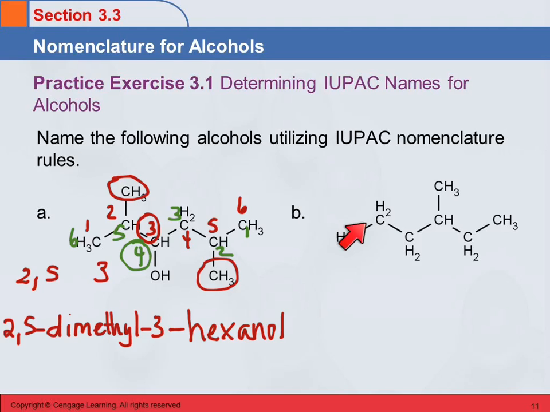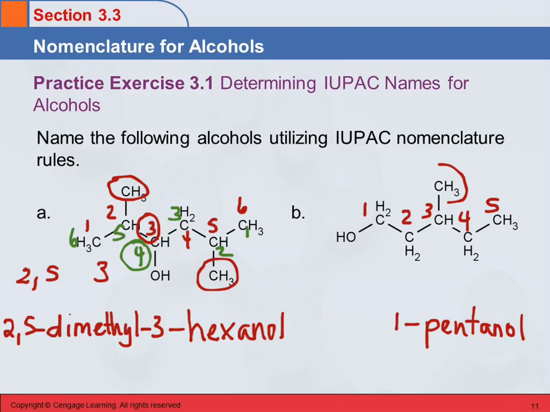The longest chain I can find would be along here. 1, 2, 3, 4, 5. So that would be pentanol. So pentanol. And where would we want to start numbering? Would we want to start on this end or the other end? We want to start here, right? Because that's where the hydroxyl group is. So 1, 2, 3, 4, 5. So that's 1 pentanol.